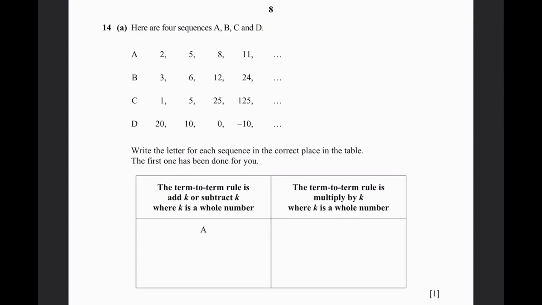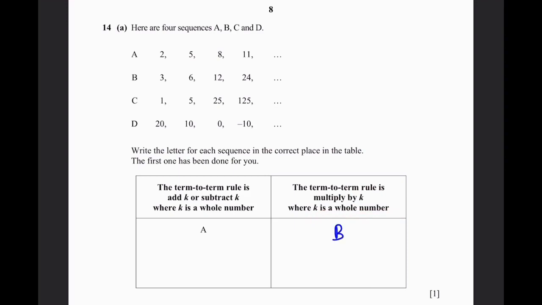Question 14. A. Here are 4 sequences A, B, C, and D. Add the letter for each sequence in the correct place in the table. The first one has been done for you. The term-to-term rule is to add or subtract k, where k is a whole number. For A, you add 3 to go from one term to the next. You can see that, so it comes over here. But for B, 3 plus 3 is 6, then 6 plus 3 would be 9, but it's 12 here. We multiply by 2. And that goes in the other column, because in that column the term-to-term rule is multiply by k, where k is a whole number. So B comes over here.